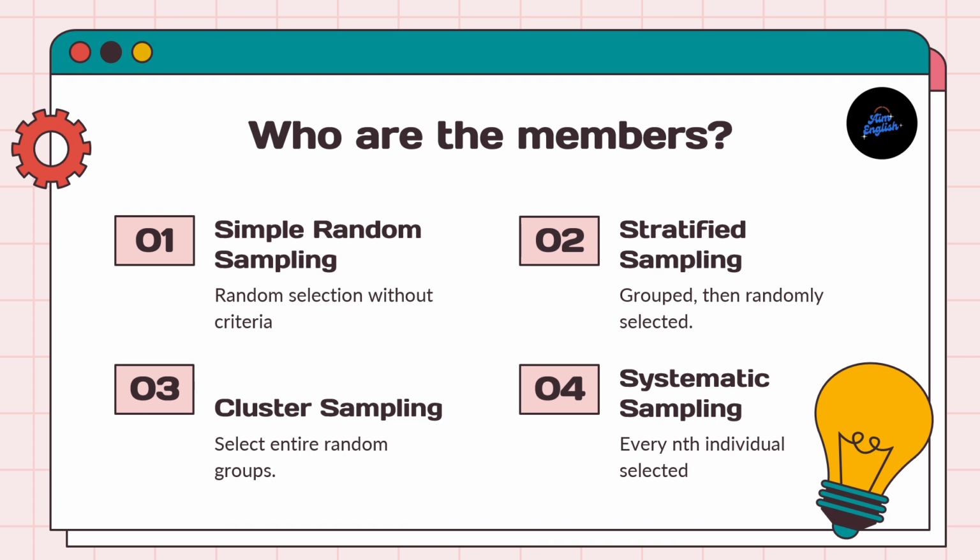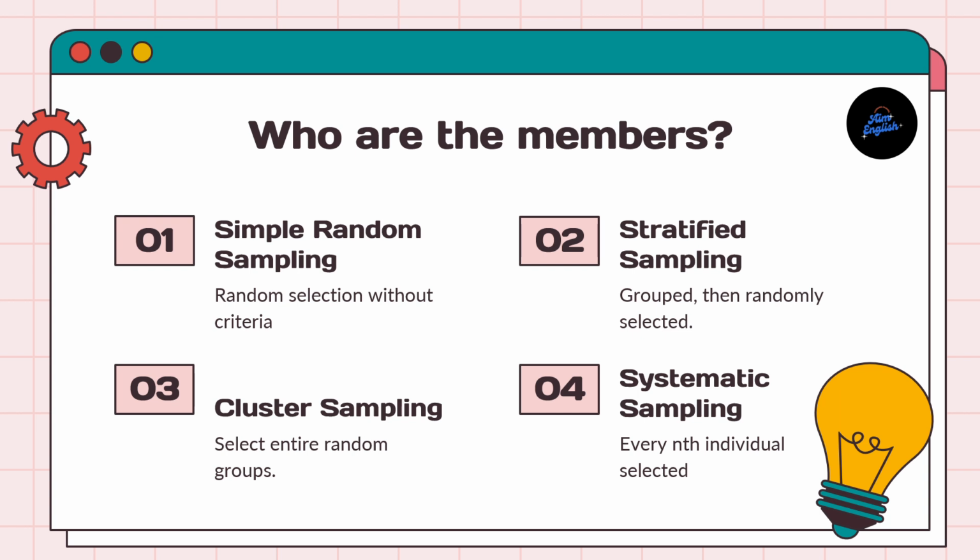Simple random sampling. This is the most basic form of probability sampling. Every member of the population is listed, and selection is completely random, like drawing names from a hat or using a random number generator. For example, if you have a list of 100 students and you want to choose 10, each student has an equal chance of being selected.